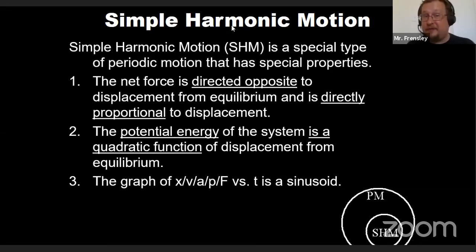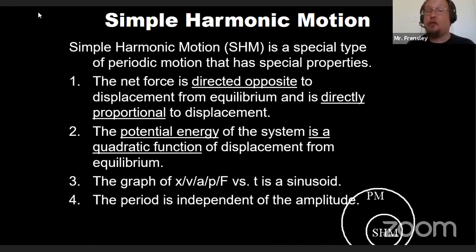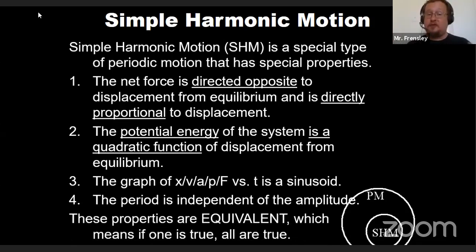And then the last one, and this is the big one for simple harmonic motion. This is the really simple of simple harmonic motion, the period, which is the time it takes to go up and down one time or back and forth one time. The period does not depend on the amplitude. That's a key point in simple harmonic motion that makes it simple. Now, that's 4 different properties, but I have good news. And the good news is that they're all equivalent, which means if one's true, they're all true. If one's false, they're all false. So you're going to find them all 4 together or none of them together.